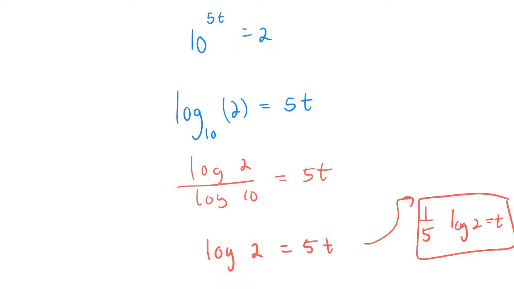Okay? So again, the key is to recognize this. This is the part that people struggle with. Log base 10 of 10 is 1. So that's just a 1, and you get log 2 over 1, which is log 2.